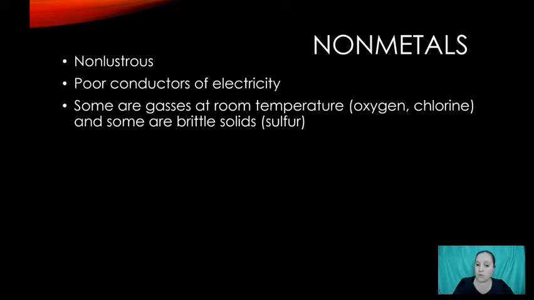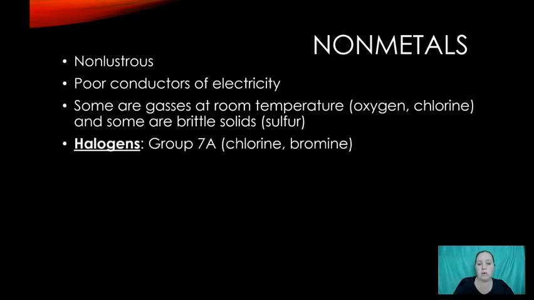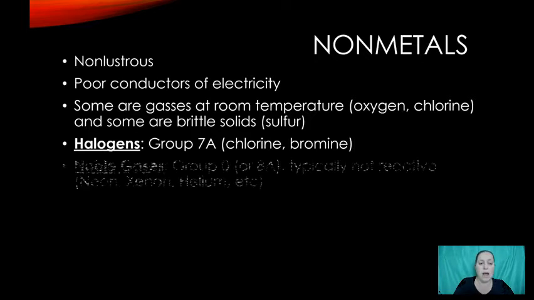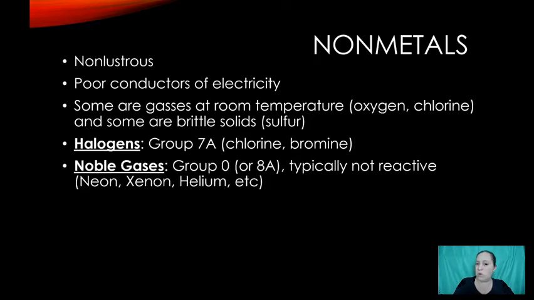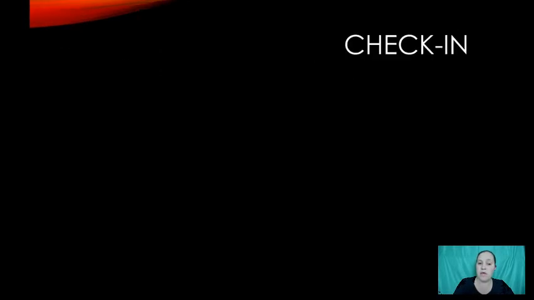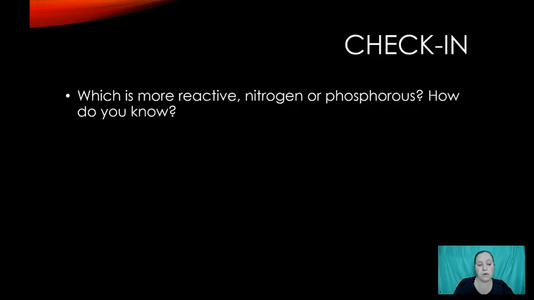Some nonmetals are gases at room temperature, and some are brittle solids like sulfur. The gases would be like oxygen, chlorine, and all of your noble gases. A lot of your nonmetals are gases at room temperature. Halogens make up group 7A: chlorine, bromine, iodine, fluorine. Noble gases are typically not reactive. Neon, xenon, helium, those are your examples of noble gases, and they're not reactive because they're super stable.